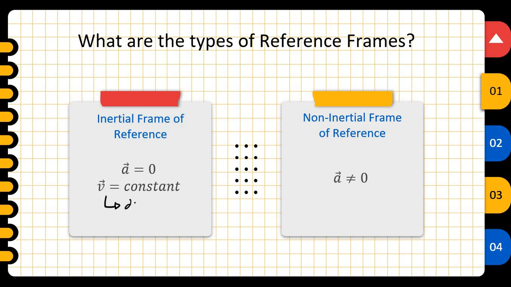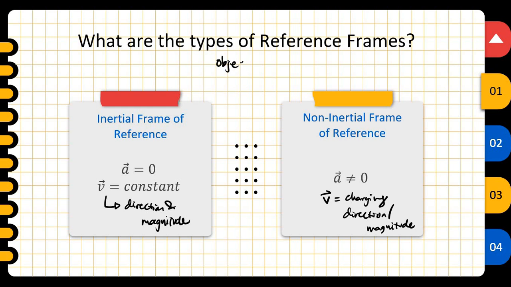Alright, so both in direction and magnitude. However, for a non-inertial frame of reference, acceleration is not equal to 0, therefore the velocity is changing. Changing in what? Changing in direction or changing in magnitude. So, reference frames, how do we consider reference frames? We consider the reference frame of the object of interest. Alright, so let me just write it in here. The object of interest. And of course, the observer.